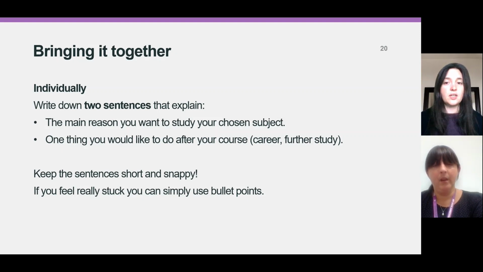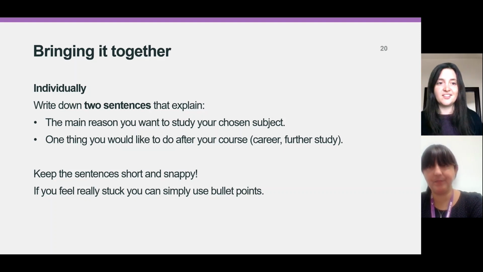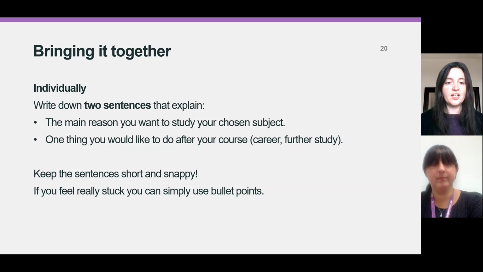So I'd say this is one thing you could be doing if you've got that worksheet handy. Have a go at writing 2 sentences, and you can tie them together afterwards. Think of a main reason why you want to study that subject. What is that main focus? That might even be looking back at the introduction to see if the main reason is there. And one thing you'd like to do after the course, whether that is career, further study, or just knowledge you want to gain.